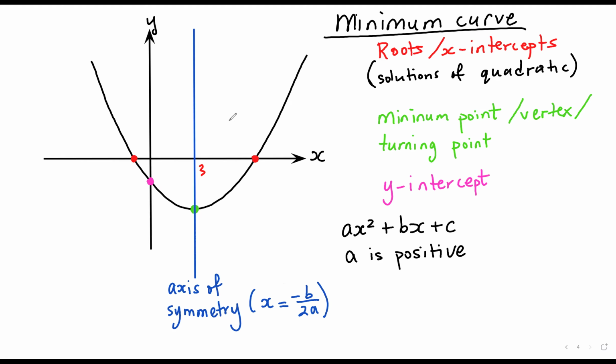So for this curve, where a is positive, it's a minimum curve. To find the equation of the axis of symmetry, you do x is equal to minus b over 2a. And the y-intercept, which I was talking about just now, is actually your c value. Whatever c is in your general quadratic, that is the y-intercept. I'm going to show you with an example, and we're going to sketch a curve, a minimum curve.